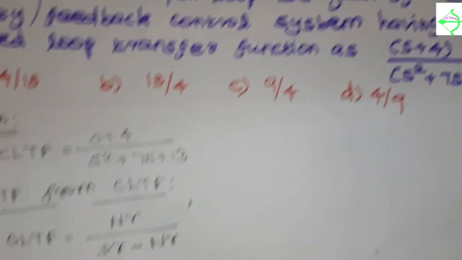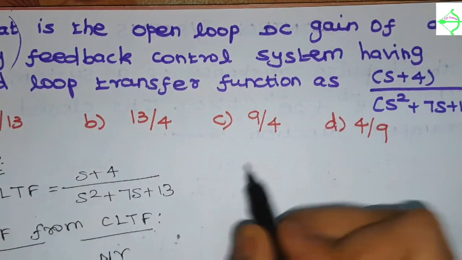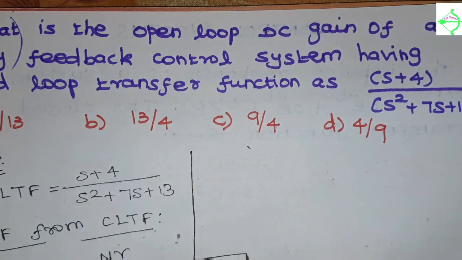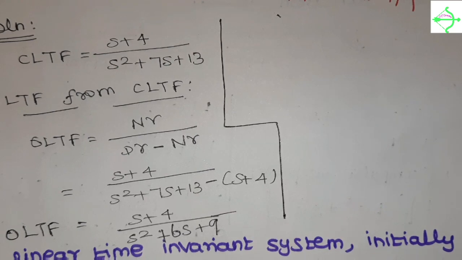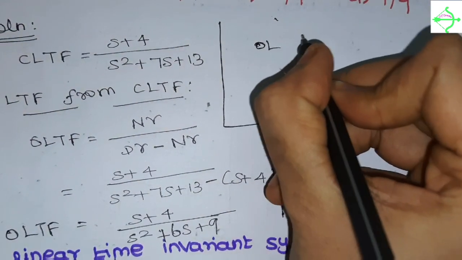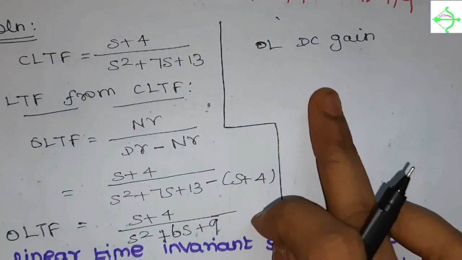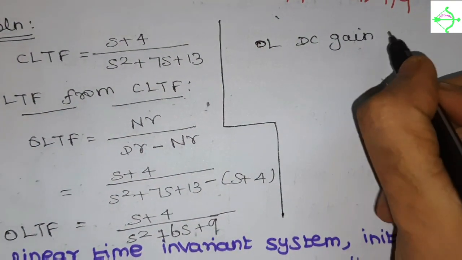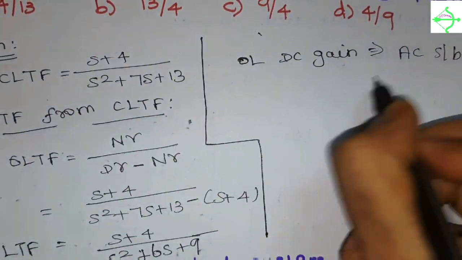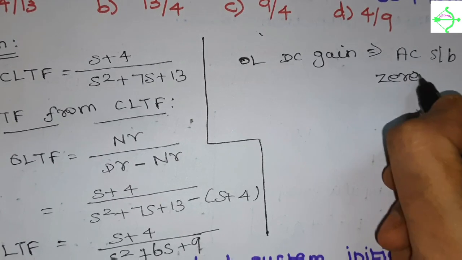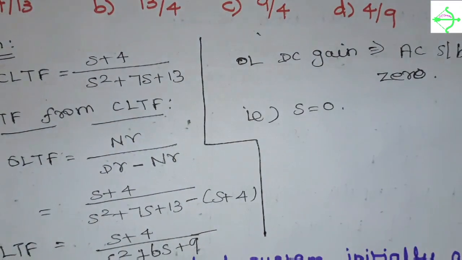Then what is asked in the question? To find out the open loop DC gain. How to find the open loop DC gain? Open loop DC gain means the gain when the AC component is 0, that is, s is equal to 0.